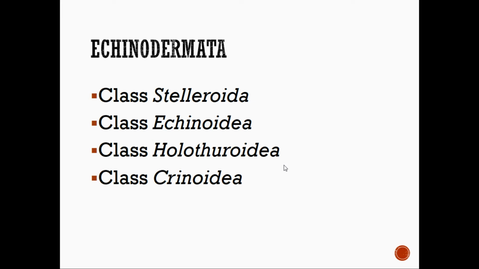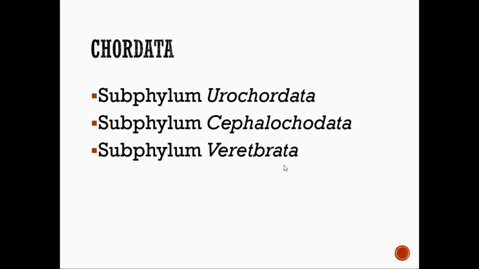Echinodermata, phylum Echinodermata, the classes are Stelleroidea, Echinoidea, Holothuroidea, and Crinoidea. And phylum Chordata, we're going to have subphylum Urochordata, Cephalochordata, and subphylum Vertebrata. Okay, so those are the groups that we will study. Now, you may be thinking, well, what's a subphylum? Well, subphylum is going to be a group smaller than phylum but larger than class. And that's how that is broken down.